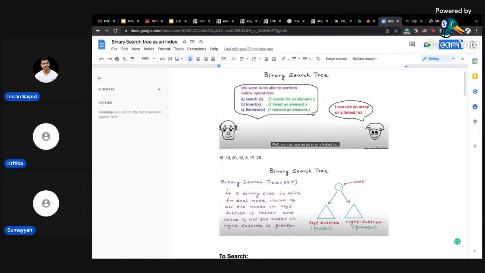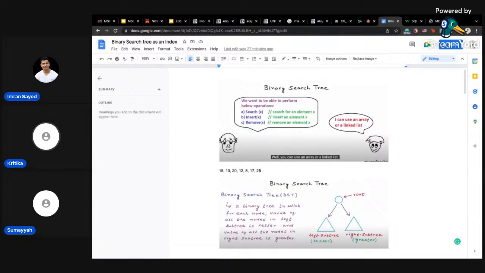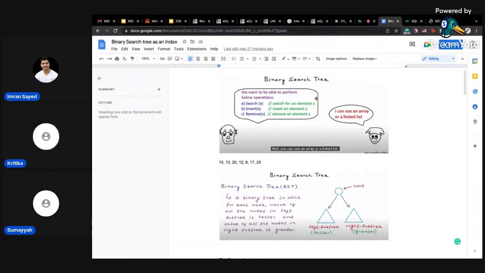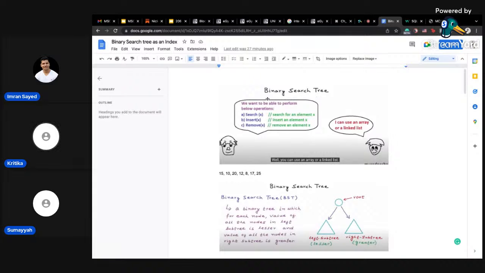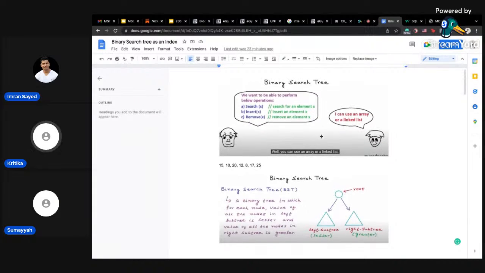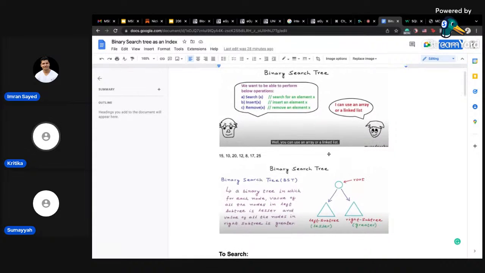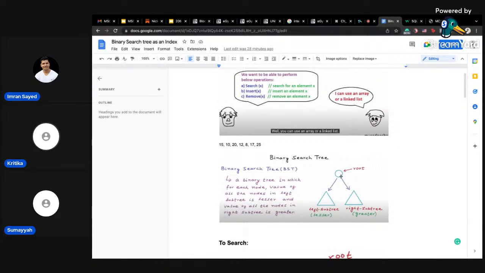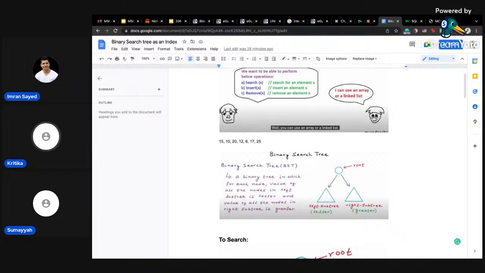Okay, so binary search tree. In our syllabus we have it as binary search tree being used as an index. But I thought I'll start from the basics. It's not that difficult. It's pretty simple.